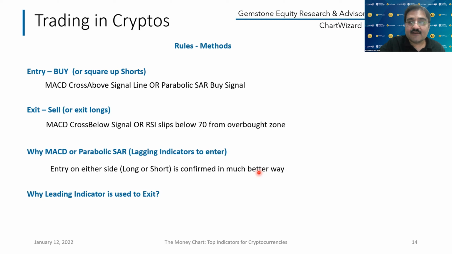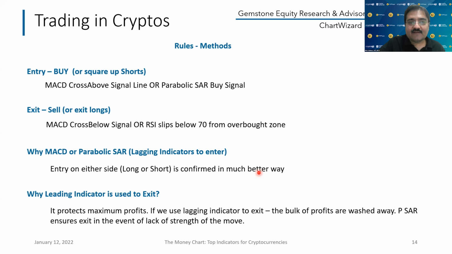But what if the trend is intact? There is a trend, or there is strength in the trend. Then the reason for using a leading indicator like RSI is that the exits using RSI will come much before the exit that will be caused by MACD, and therefore it will help us protect the bulk of the profits. So I'll keep the screen on if the viewers need to note down the methods.